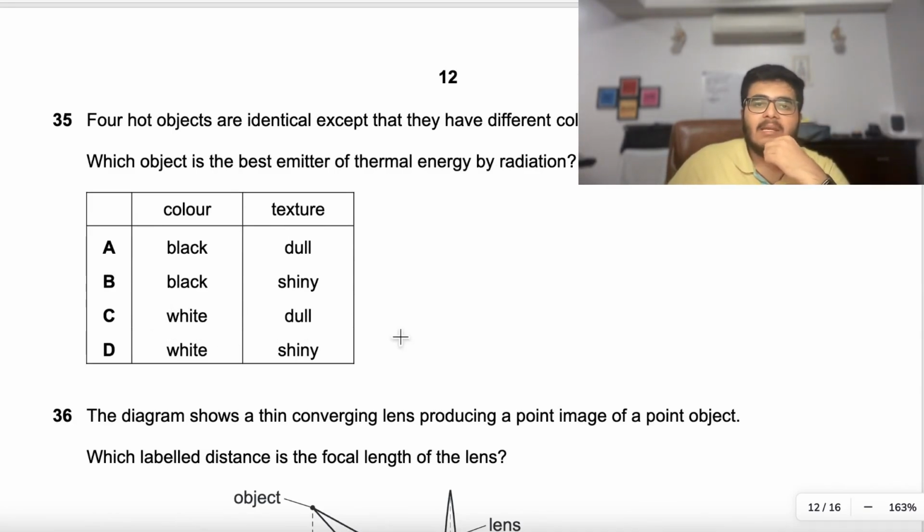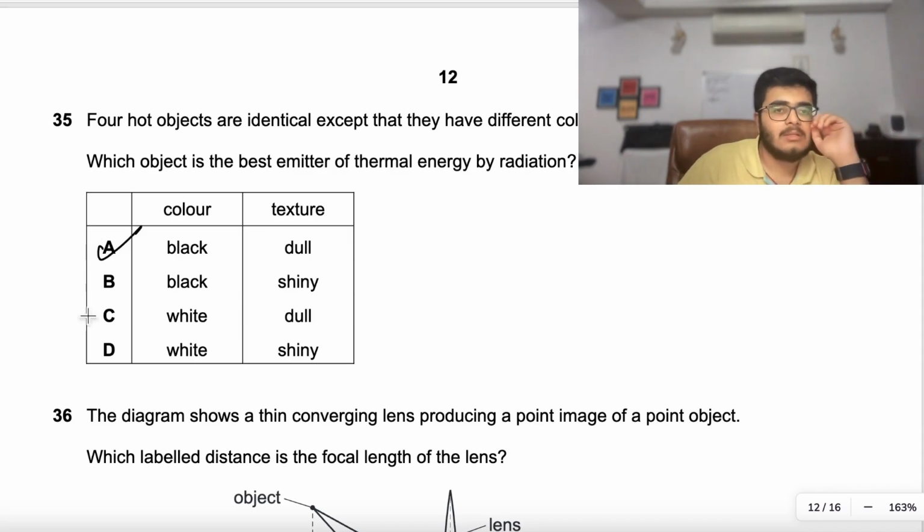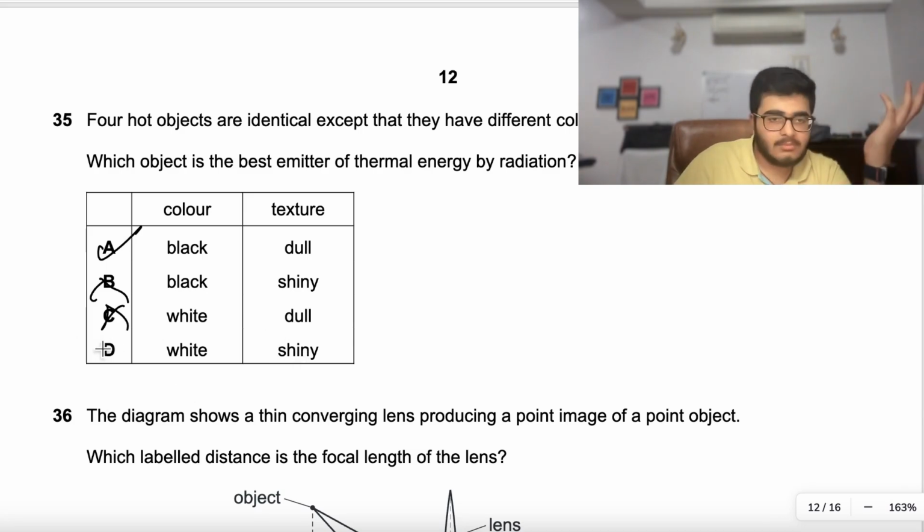Four hot objects are identical except they have different colors and textures. Which object is the best emitter of thermal energy? Which means which one can easily absorb thermal energy, right? So a dull and black object will. A black and shiny one will reflect. White and dull, white is going to reflect. White and shiny both are going to reflect thermal energy very easily. So the correct answer of question number 35 is A.